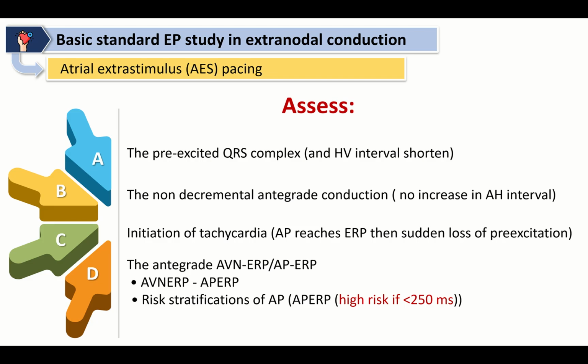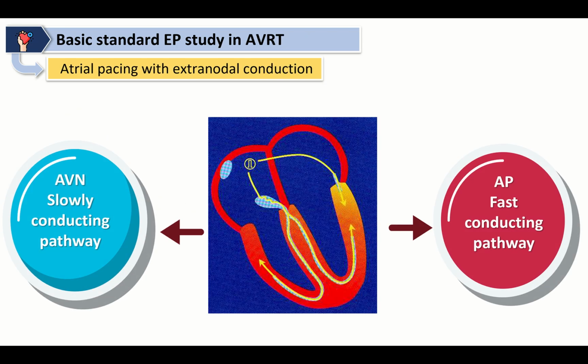Also you can assess the AV node ERB and the accessory pathway ERB. Not only this, you can assess how high risk the accessory pathway is, the risk stratification that we mentioned in asymptomatic patients. So let's assess the antegrade accessory pathway ERB. If it's 250 or less, it is an extremely high risk accessory pathway and you have to ablate even if it is asymptomatic.